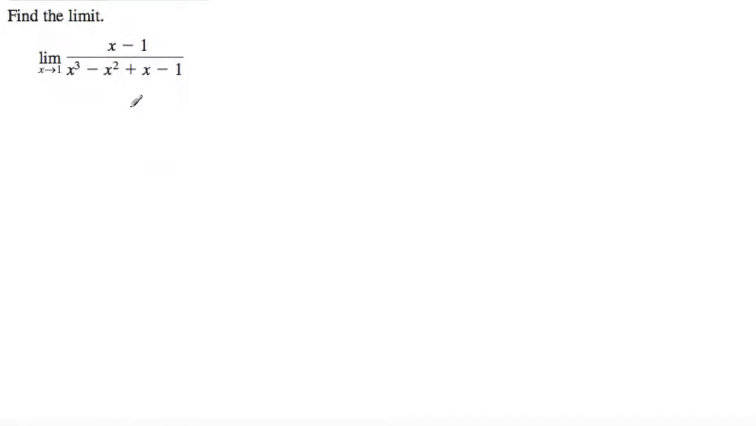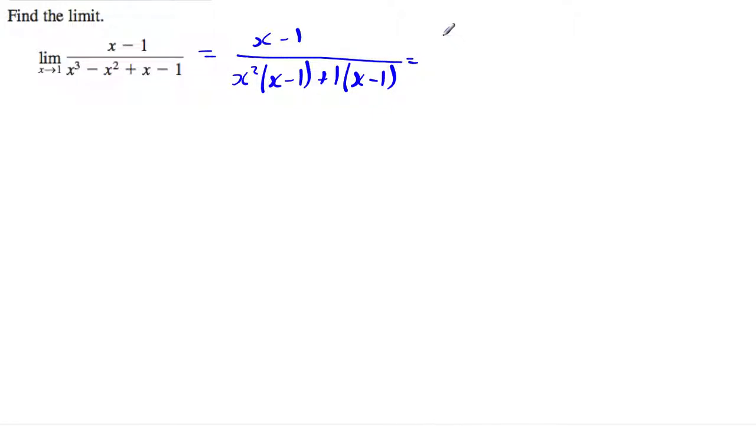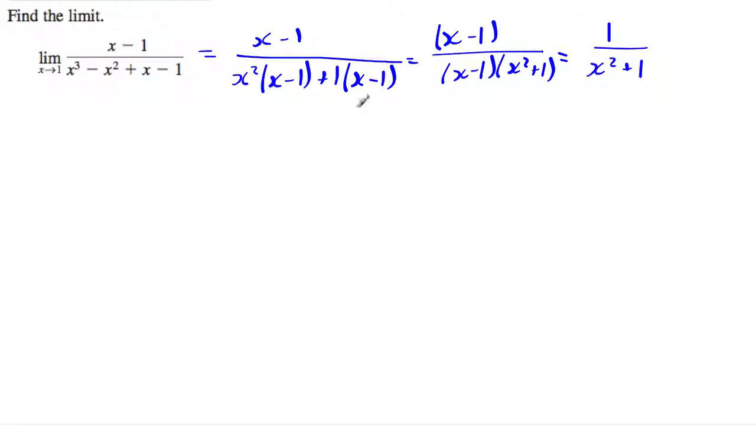Here, same approach. I can't plug in 1 because my denominator will be 0, but I can factor. This I'm going to have to factor by grouping. So I can factor out an x squared, so I'm left with x minus 1. Next, I could factor out a positive 1, so I get x minus 1. So I'm left with x minus 1 over x minus 1 times x squared plus 1. The x minus 1's cancel, so I actually get 1 over x squared plus 1. And so this is going to be equal to 1 over 1 squared plus 1, which is 1/2.